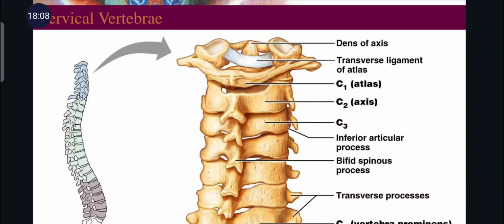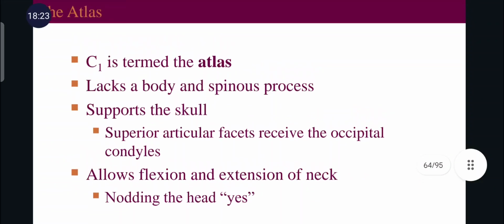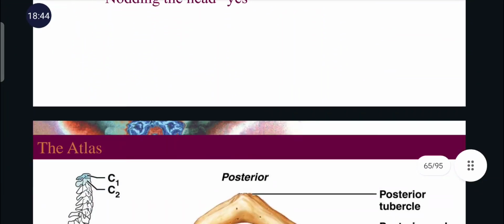C1, the first cervical vertebra, is called the atlas, while C2, the second cervical vertebra, is called the axis, while the remaining ones are the typical cervical vertebrae from C3 to C7. Atlas is the first cervical vertebra, which lacks a body and the spinous process, but it supports the skull, having facets for articulating with the occipital condyles of the occipital bone. It allows flexion and extension of the neck for nodding the head to say yes.